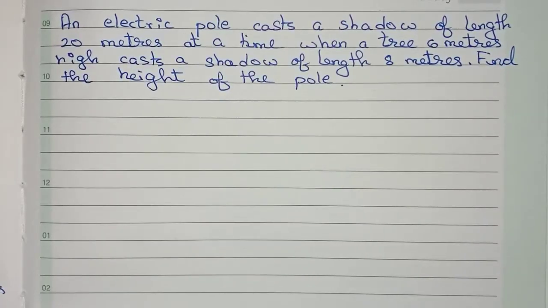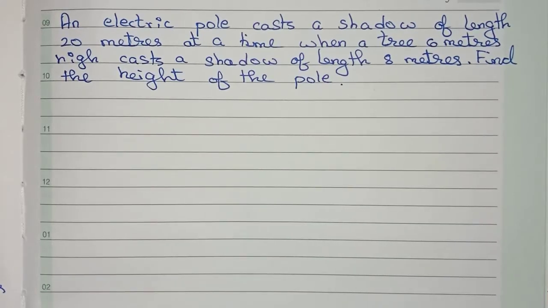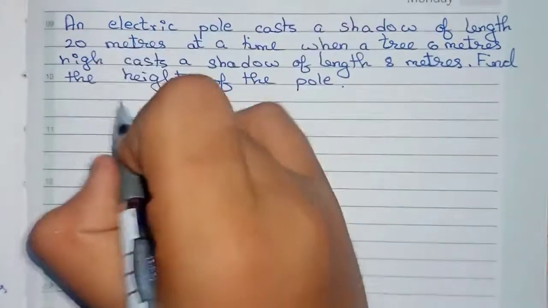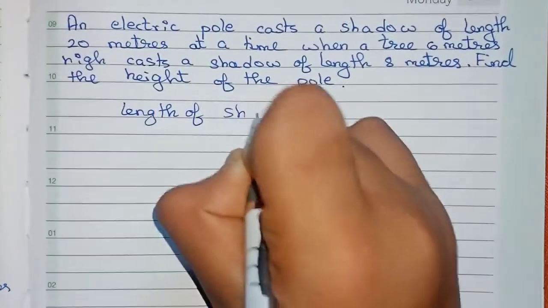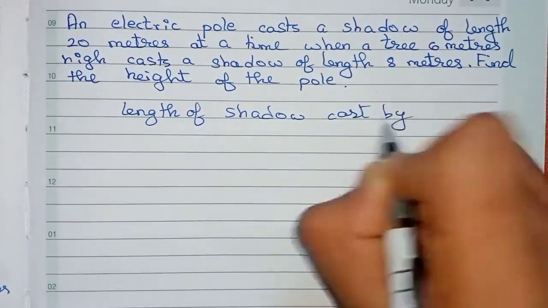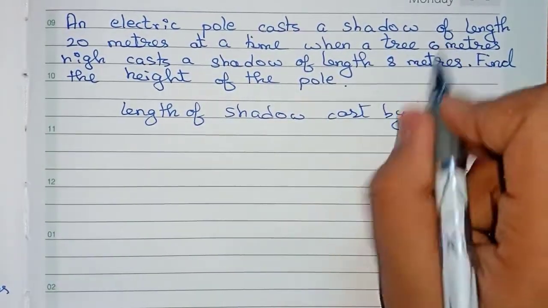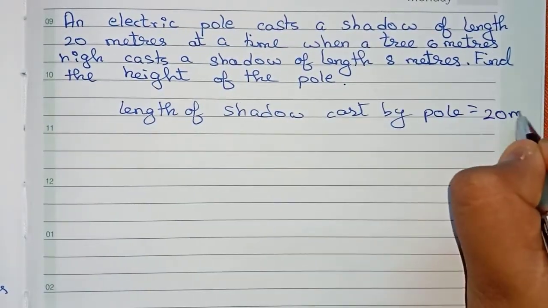So now our next question is: an electric pole casts a shadow of length 20 meters at a time when a tree 6 meters high casts a shadow of length 8 meters. Find the height of the pole. So this is the question and I solve this. First, the length of the shadow cast by the pole, that means the length of the shadow that is cast by the pole, is given as 20 meters.